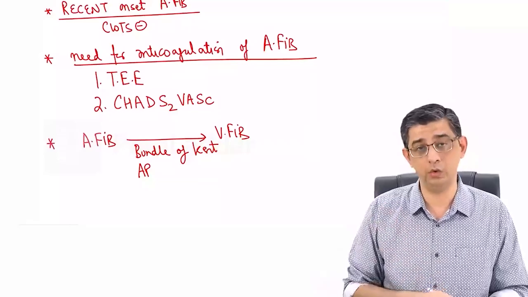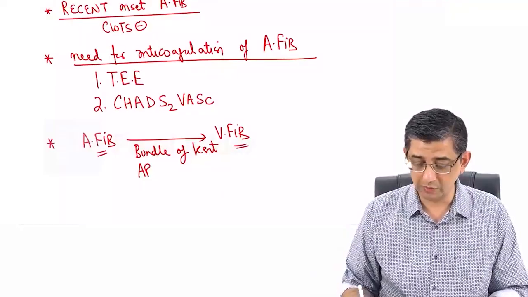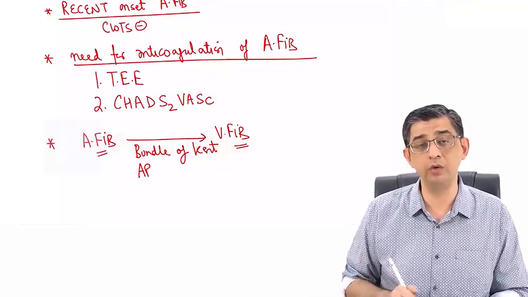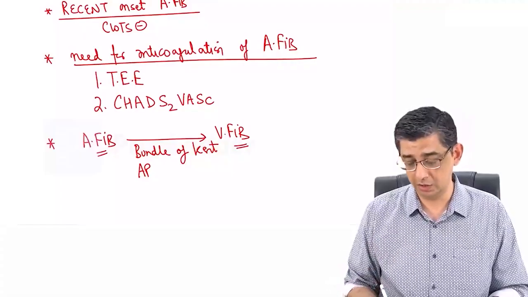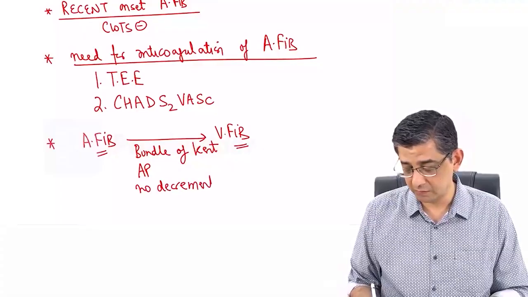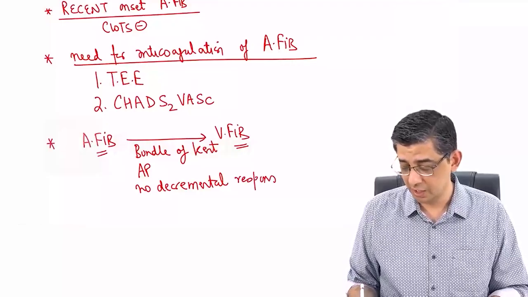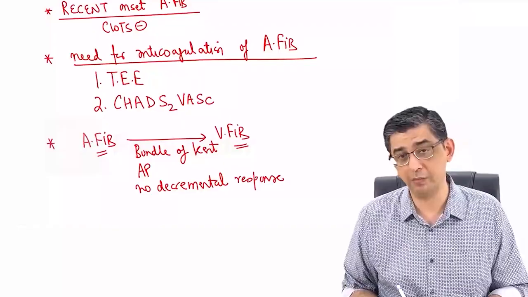So the only scenario where atrial fibrillation can degenerate into ventricular fibrillation is what I've just told you. Bundle of Kent present in a patient, an accessory pathway present. The accessory pathway does not have any braking properties. It does not have any decremental response per se, which explains the sudden deterioration developing in the person.